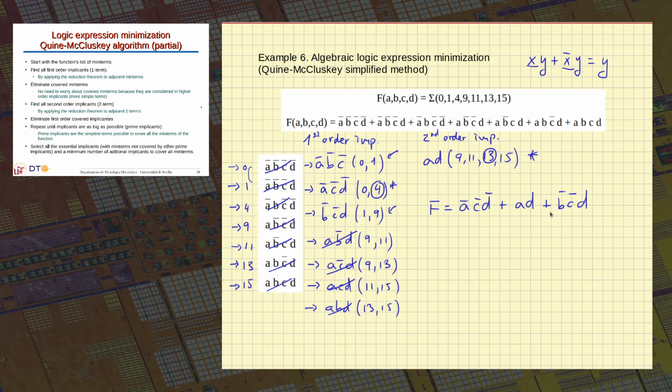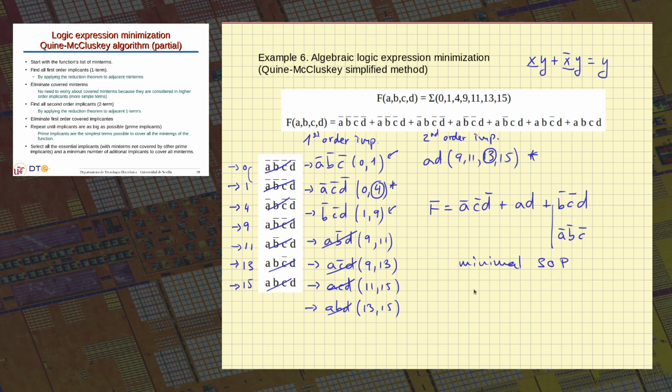I may use this option, or optionally I could have used this one, but I don't really need both of them. So any of these expressions, this plus this plus this, or this plus this plus this, would be two minimal sum of products for F. Okay.